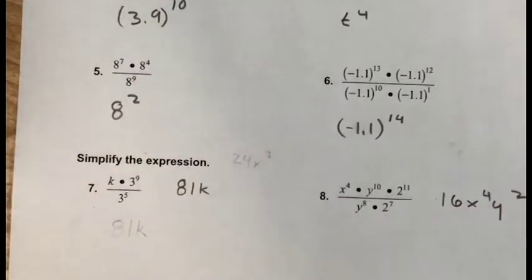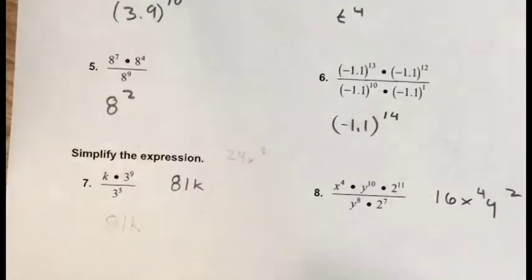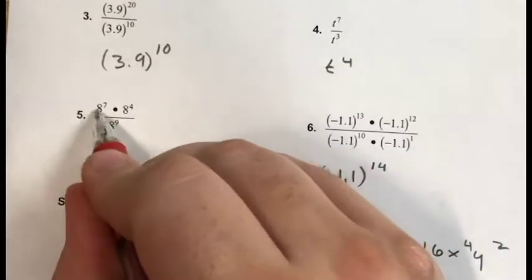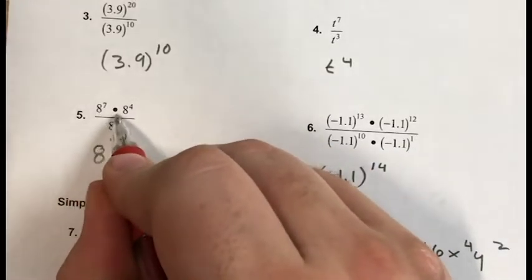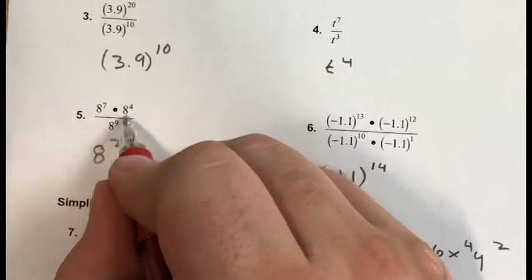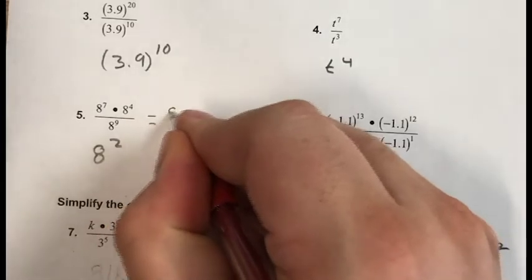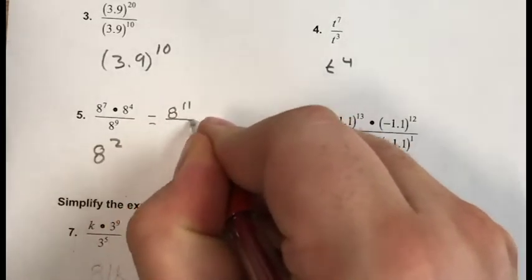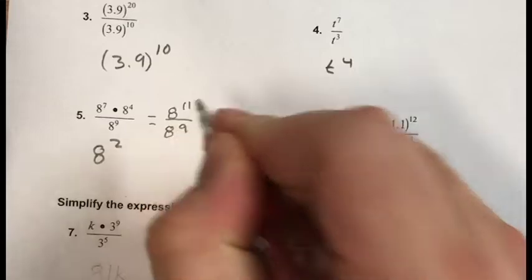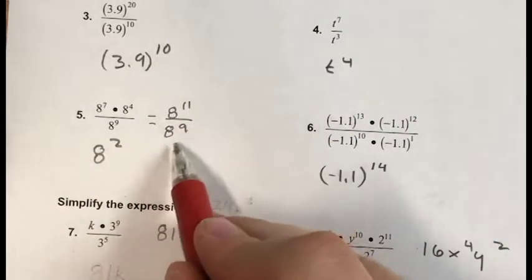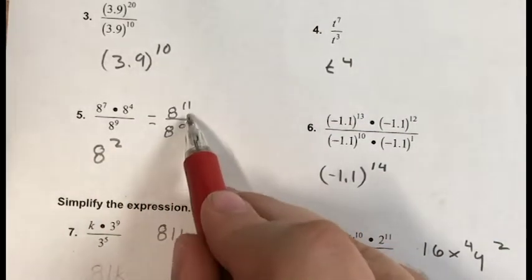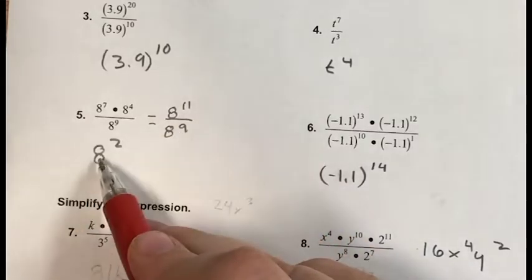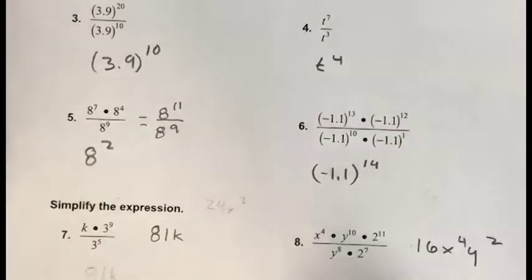All right, number 5 gets a little bit more complicated. We're going to work out the top bit first. So 8 to the 7th power times 8 to the 4th power would have given you 8 to the 11th power over 8 to the 9th power. And now that we're just simply dividing, we can subtract our exponents. My base would be 8 and my exponent would give me 2.